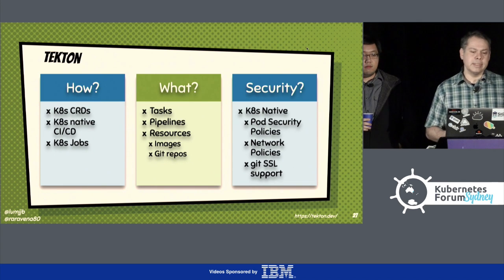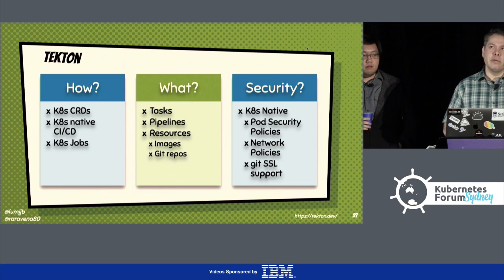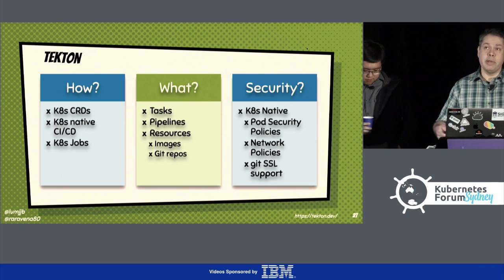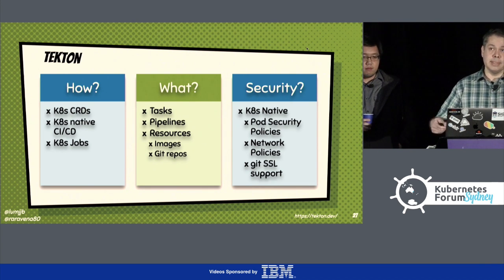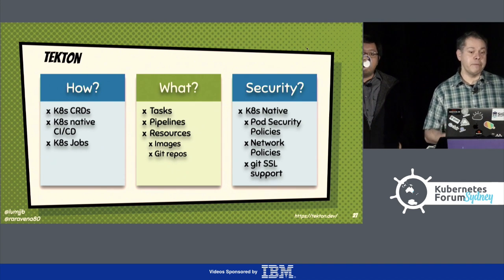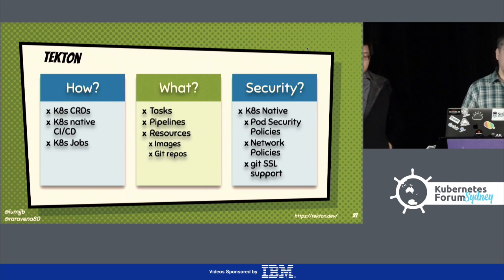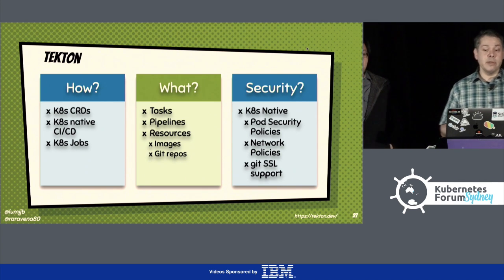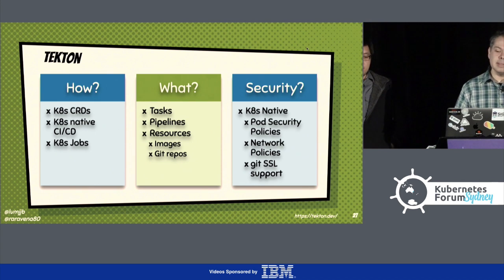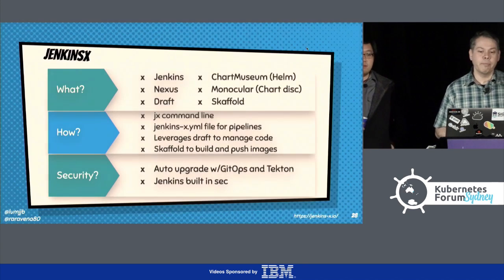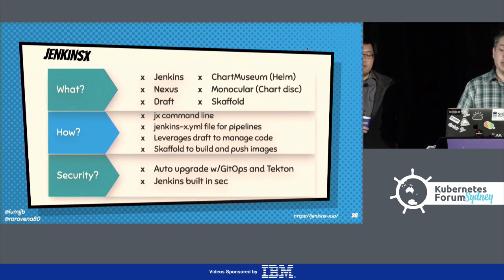The way it works is similar to Kubernetes jobs, in that when you start a job, it goes into a running state. And once it's done, it goes into a completed state. And if your pipeline fails, then it goes into an error state. And if you want to add that extra security, you can use existing Kubernetes mechanisms like pod security policies and network policies, which is a Kubernetes firewall. And to pull your repository securely, you can use Git SSL support.